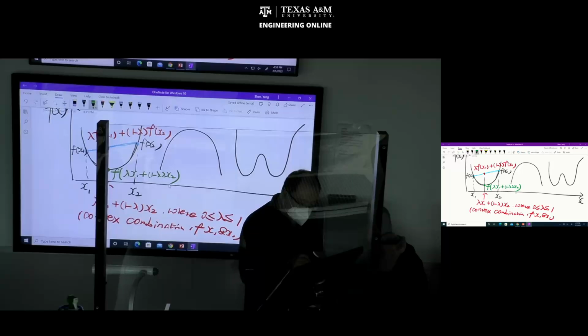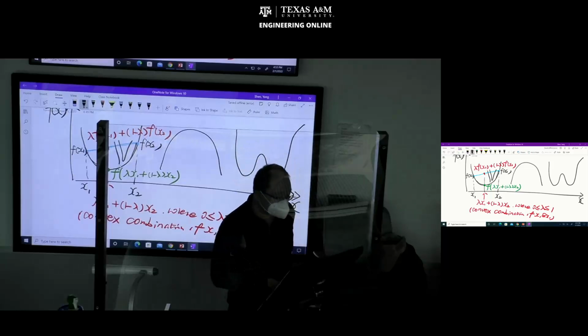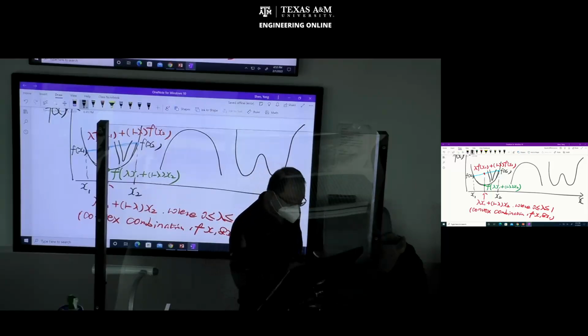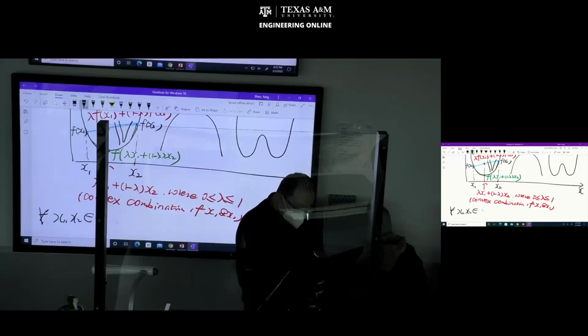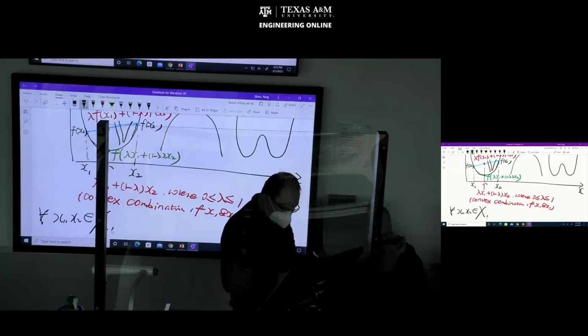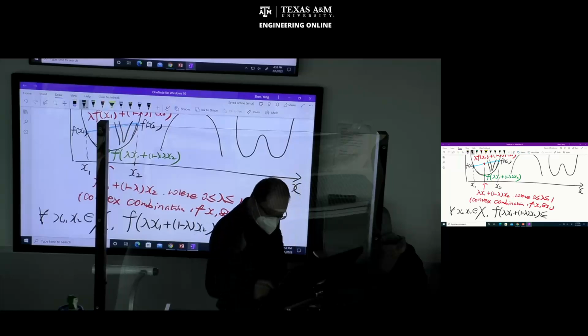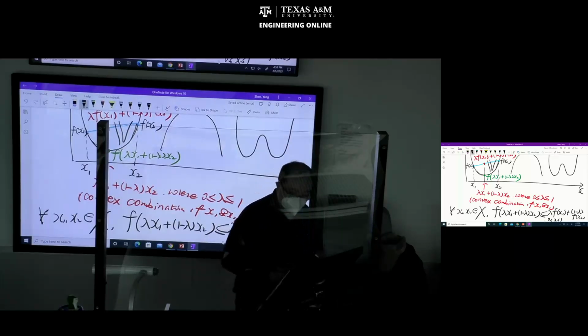Right? So this relationship holds. So that is the definition that the function is convex. In other words, if I try to summarize: for any x1, x2 that belong to the feasible set, let me use a capital X, we have f of lambda x1 plus 1 minus lambda x2 less than or equal to lambda f x1 plus 1 minus lambda f x2, where lambda is between 0 and 1. So this is the definition of a convex function.